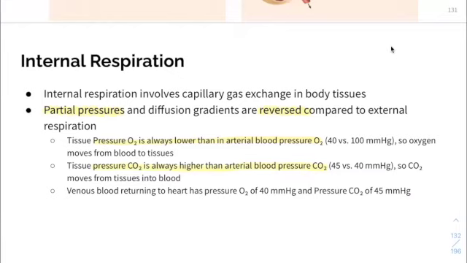So these pressure gradient changes, that 40 versus 100 or 45 versus 40 millimeters of mercury, is what pushes oxygen out of the blood and into the tissues, or what pushes carbon dioxide out of the tissues and into the blood. Then, by the time this blood gets back to the heart, the pressure of oxygen is 40, the pressure of carbon dioxide is 45. Right where it is when it enters the lungs.